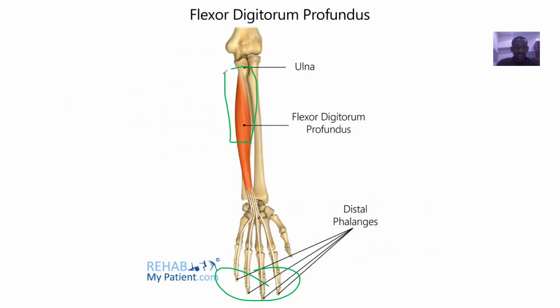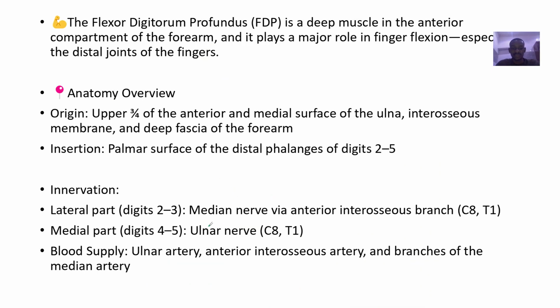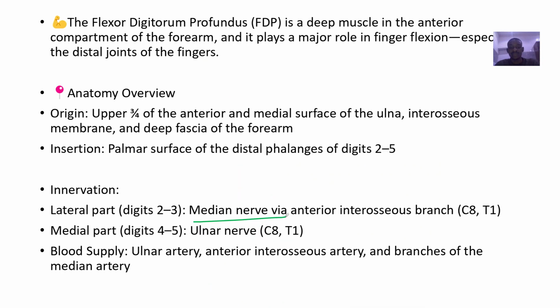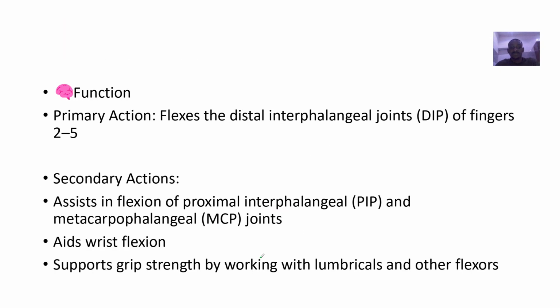So innervation: the lateral part is the median nerve via the anterior interosseous branch. The medial part is the ulnar nerve. Blood supply is from all these arteries: ulnar artery, anterior interosseous artery, branches of the median artery.